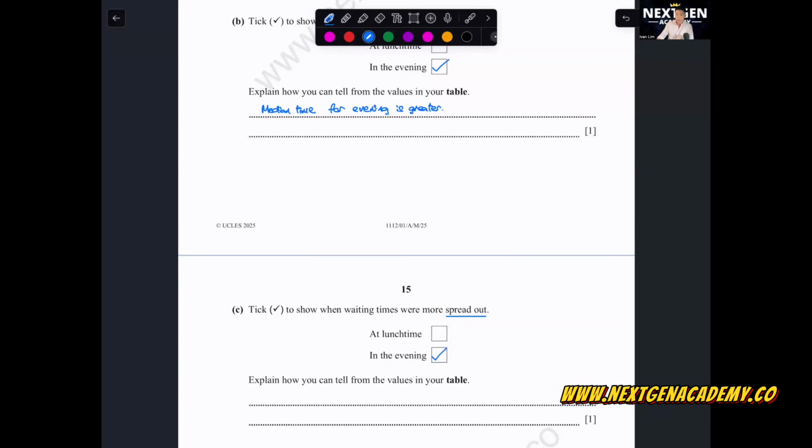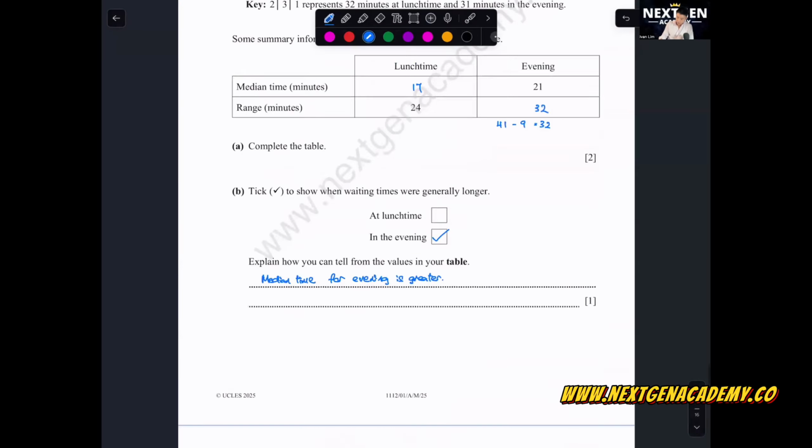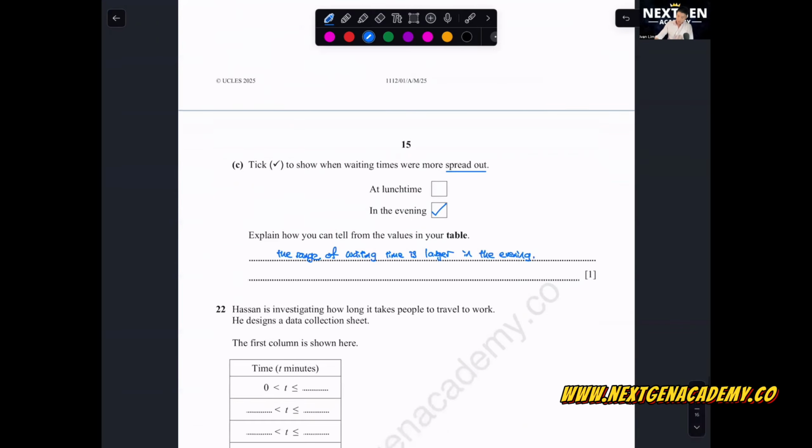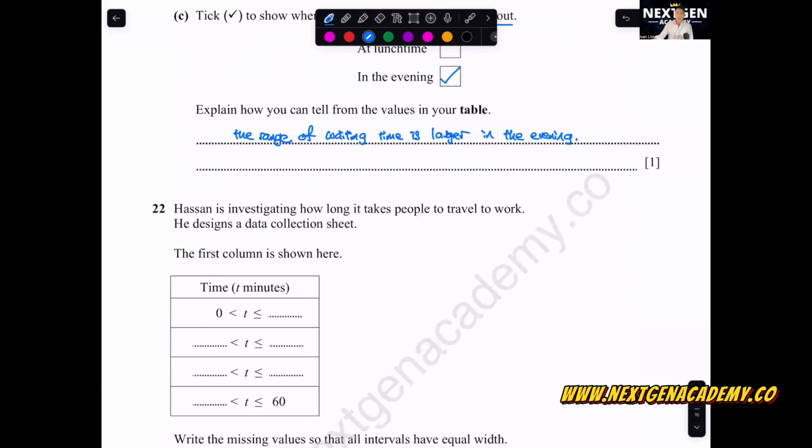So this one in the evening, write this down: the range of the waiting time is bigger, is larger in the evening, because of the values that they give you over here. Got it? So statistics, this one is just interpreting the values.